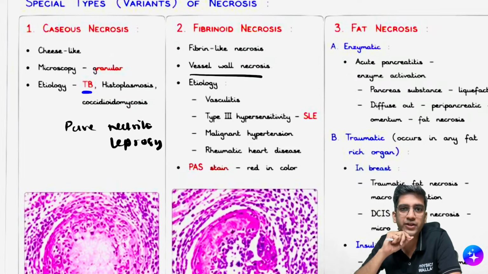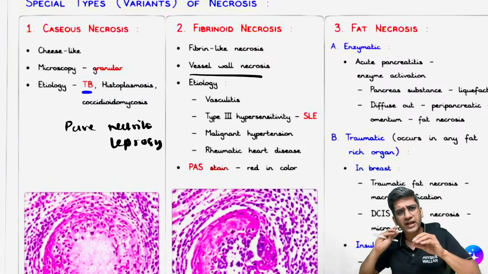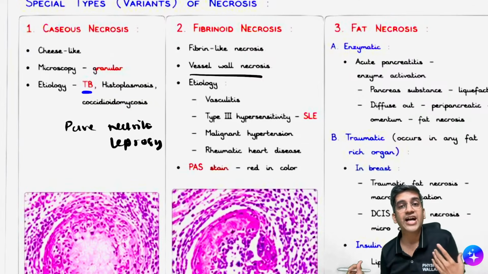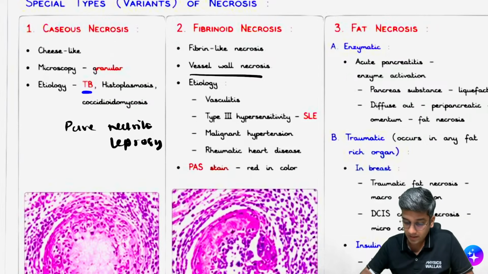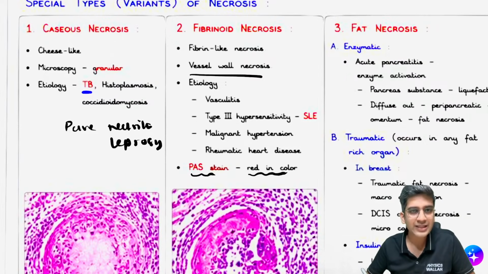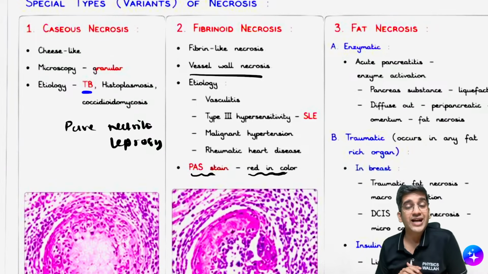Gross finding for malignant hypertension: your flea-bitten kidney, right? The same. In microscopy, you'll have fibrinoid necrosis. In rheumatic heart disease, Aschoff bodies will have fibrinoid necrosis, right? An extra point, if you answer very well, they might ask you this: fibrinoid necrosis is highlighted by PAS and it will be reddish in color, PAS positive, fine?